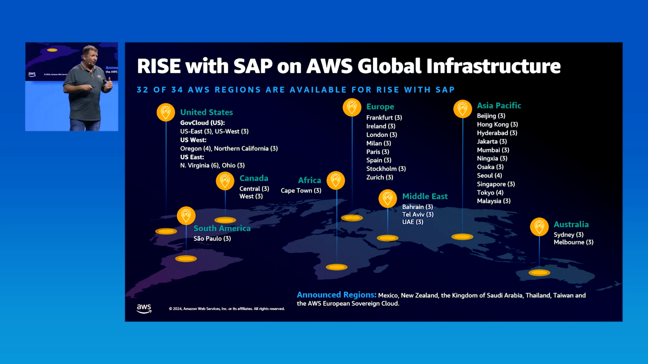SAP is, as of today, available in 32 out of 34 regions. But maybe you have noticed that exactly 2 weeks ago, we announced the Malaysia region with 3 availability zones, and there the RISE offering will be available very soon.